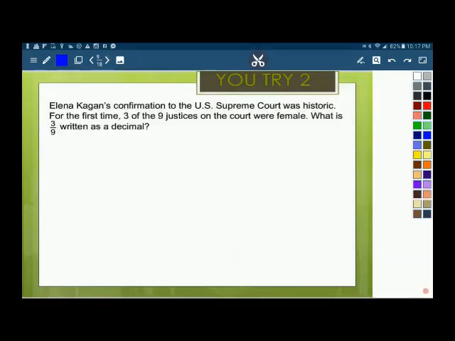Why don't you guys give this a try in your second U-Try? I want you to take 3/9 and turn that into a decimal.